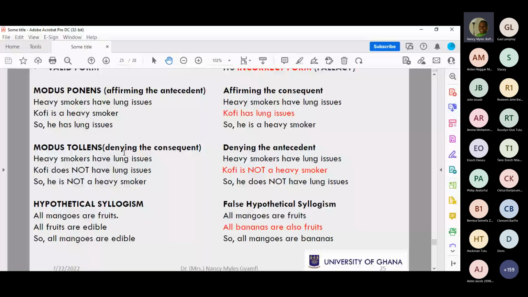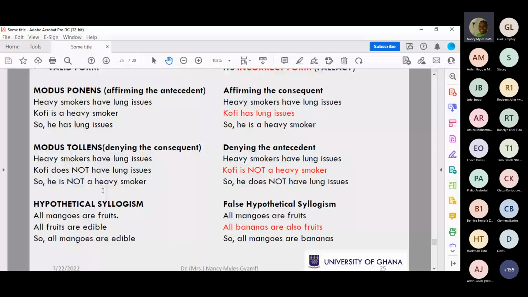So heavy smokers have lung issues. Kofi does not. If you want to do a valid modus tollens, you bring the consequent first after your main premise, and you conclude with the antecedent. But you do that by negating both. So if the original is positive, its negation will be negative. The original is negative, its negation will be positive. But by all means, for tollens, consequent first, antecedent last, both negated. That's the pattern. We can't have it your way. It's patterns. If I showed you a lot earlier, you understand.